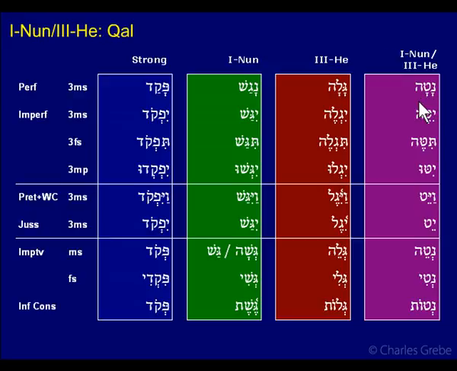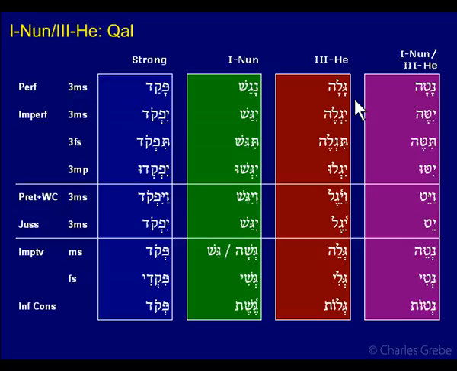And in the perfect, what we find is that they look just like third heys. See? Nata, gala. And the reason is because first nun, over here, they're basically strong. First nun is strong in the perfect. Nagash, pakad. So first nun at the beginning in the perfect isn't really a problem, so it doesn't cause a problem here either. So basically first nun, third hey are just like third heys in the perfect.